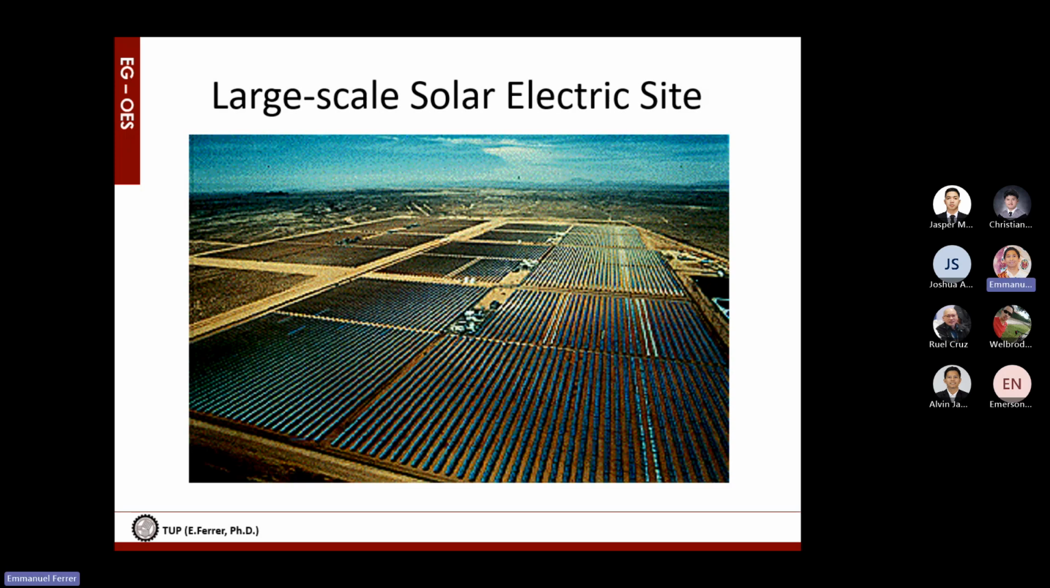So this is an example naman ng large scale solar electric site. So kung merong mga DIY sa mga bahay-bahay, of course we have what we call the solar farms 'no. So they're large scale. So they're arranged, dito an example walang nalagyan ng label.